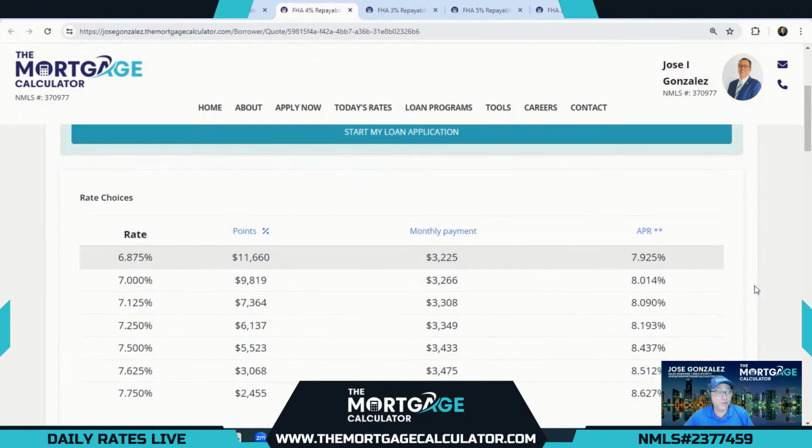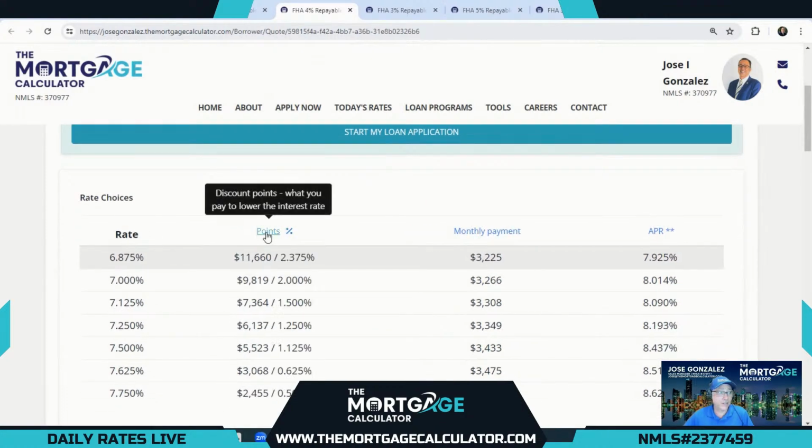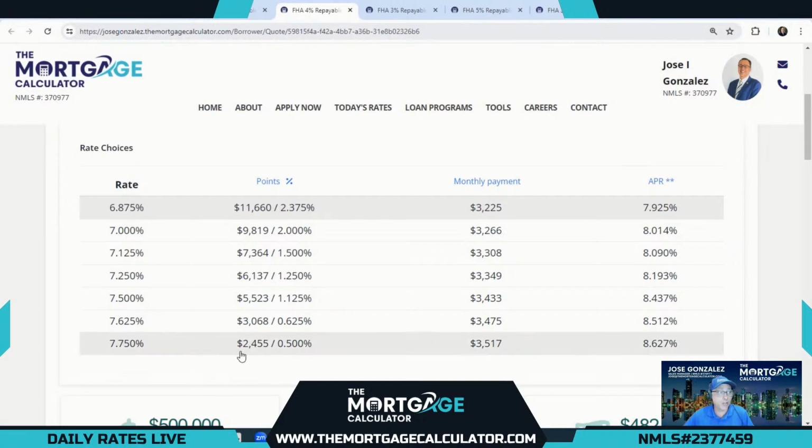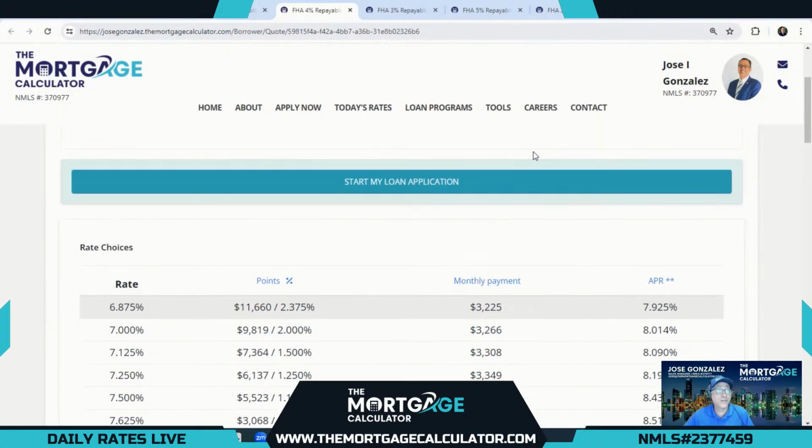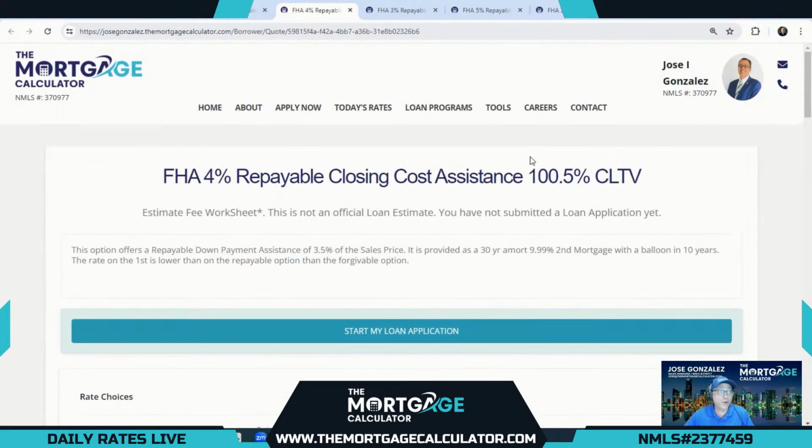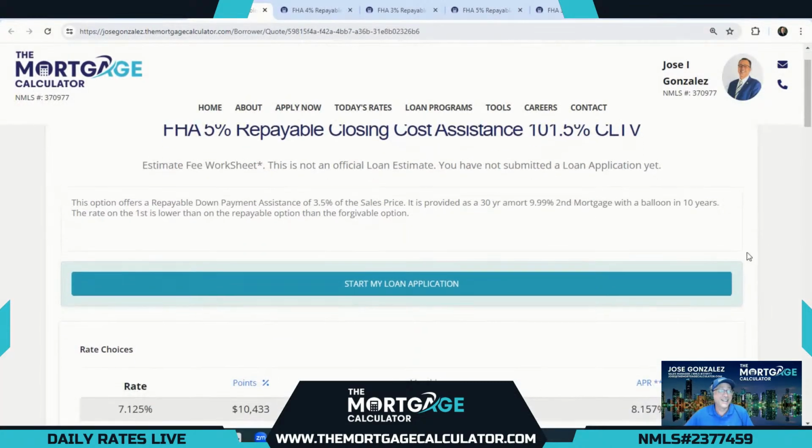Again, repayable. Rate does increase a little bit to cost. So now we're back up to half a point in cost, 7.75, our lowest cost option. You can buy that down to 6.875 for our 4% of the sales price closing cost assistance. And like they say in those Ronco commercials, right? But wait, there's more.